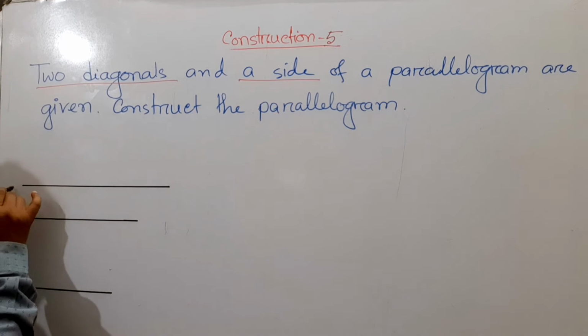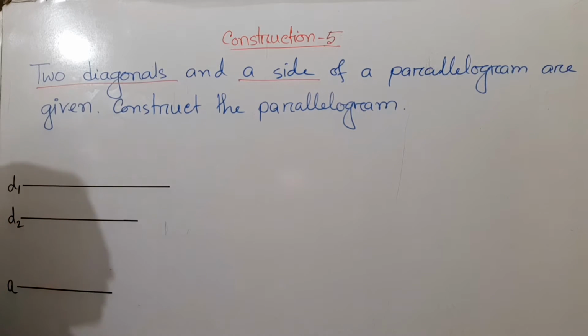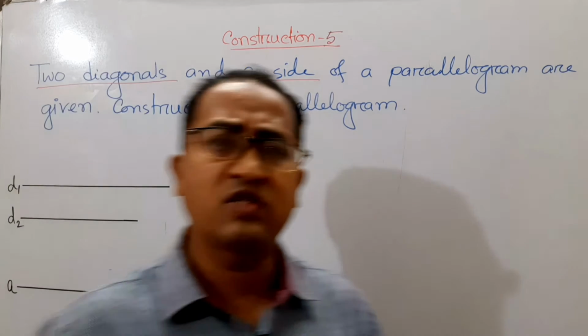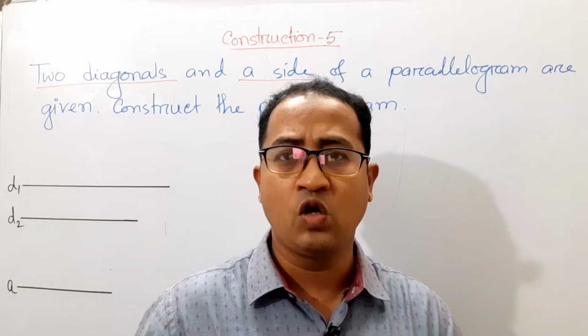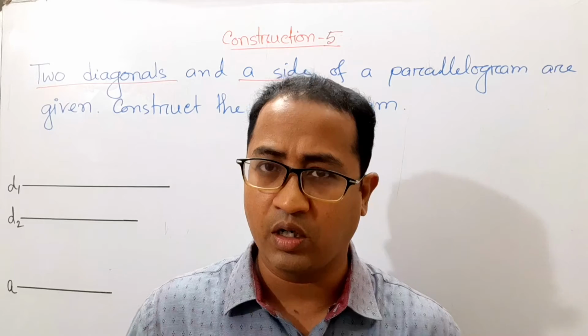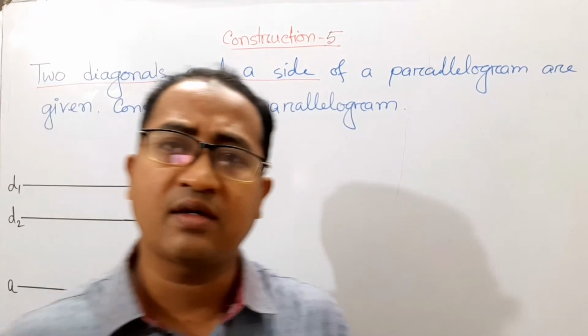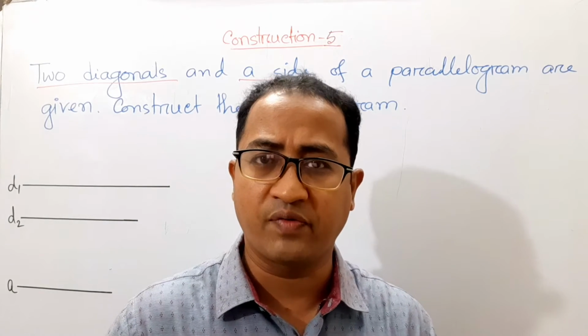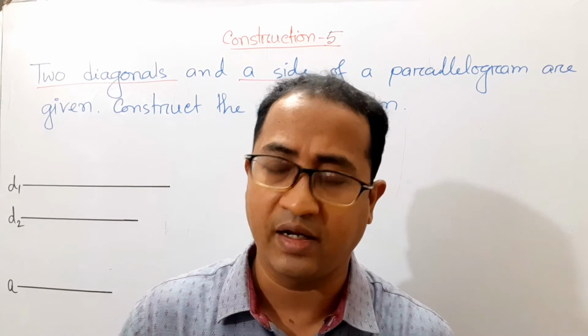So this is D1, this is D2, and this is the side A. As we know that the diagonals of a parallelogram bisect each other, so we need to bisect D1 and D2, that is diagonal 1 and diagonal 2. How to bisect a line? I think all of you know from the previous classes how to bisect a line. I will show you again.